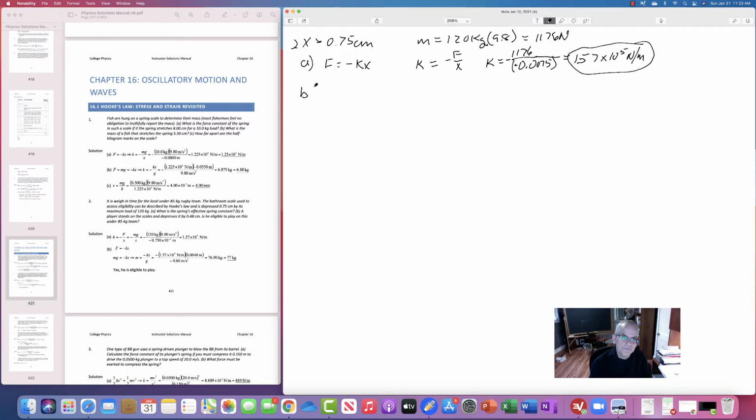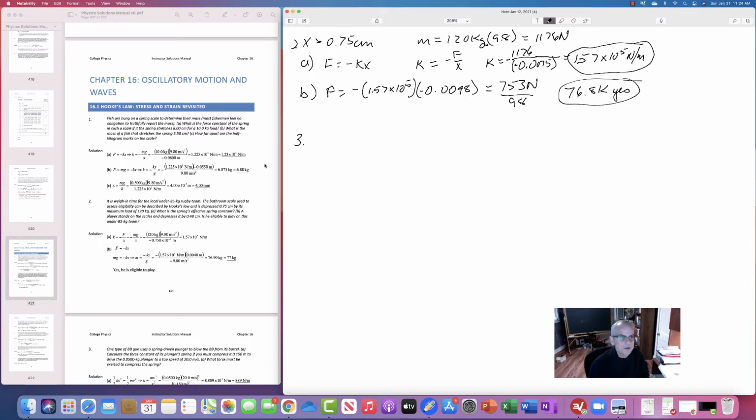The second answer: the question is, if he depresses the spring, we have this 1.57 times 10 to the 5th. If he depresses the spring 0.48, so a negative 0.0048 because we're changing that to meters, then is he eligible? If you do the math here, you end up with a weight of 753 newtons. If you divide that by 9.8, you end up with 76.8 kilos, and it's an under 85, so it's a yes on that. So that's the first problem.